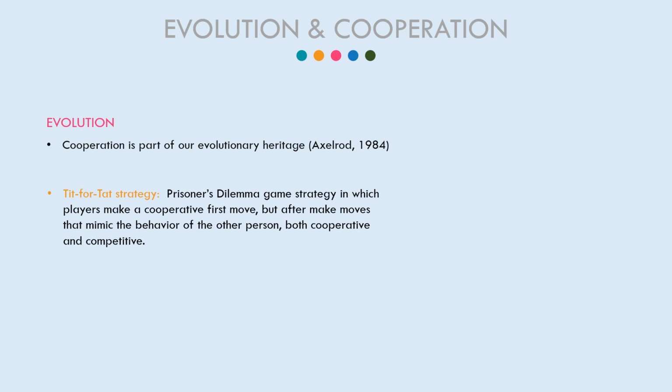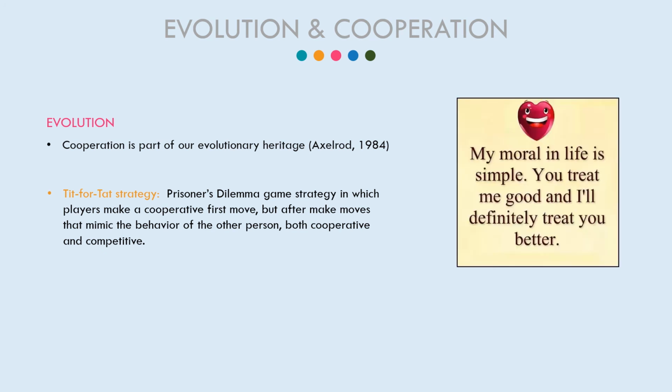In the prisoner's dilemma game, this is a strategy in which players make a cooperative move first, but after make moves that mimic the behavior of the other person, both cooperative and competitive. Another way to look at it is, my moral in life is simple: you treat me good and I'll definitely treat you better. We use this strategy in our lives, in our friendships, work relationships, romantic relationships.